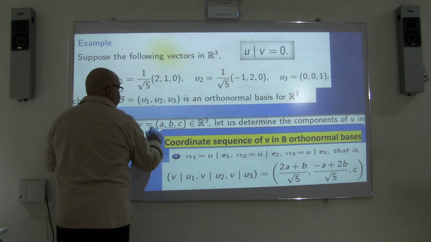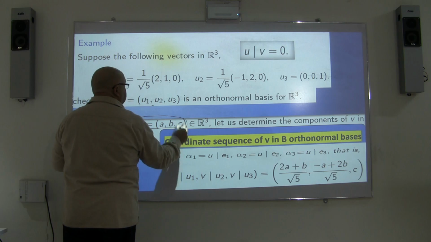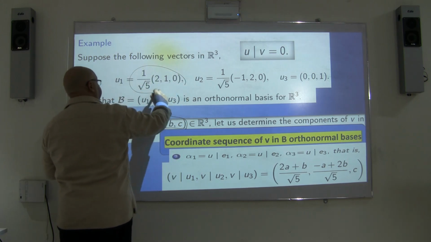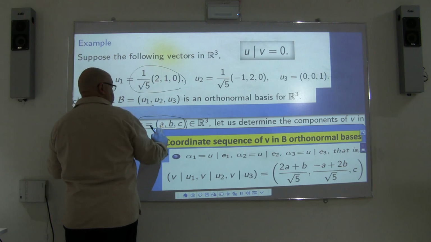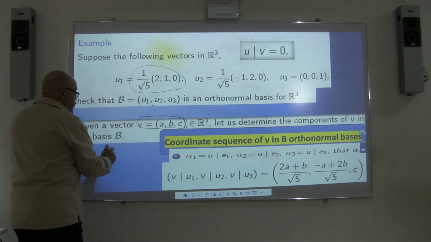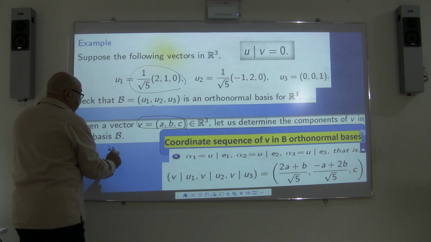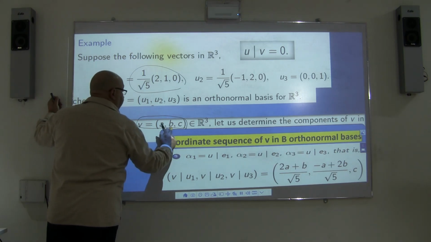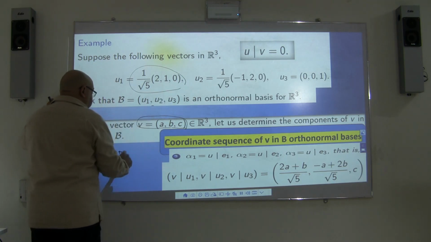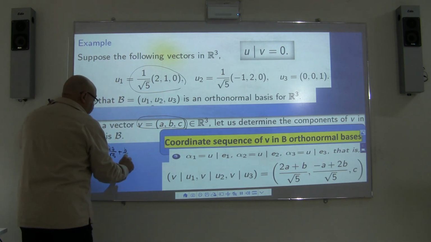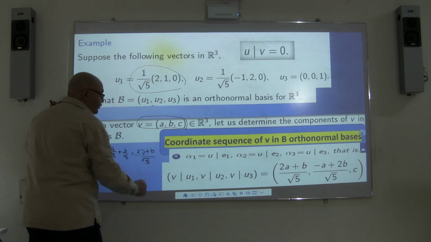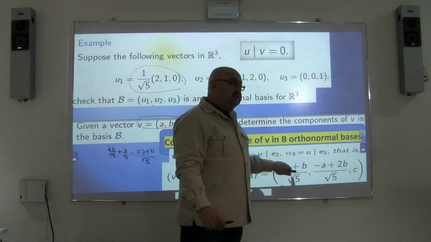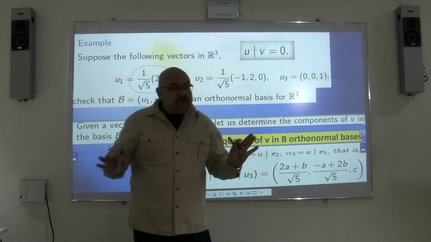Multiply this vector times that vector. So you will multiply the first component by the first component. So it's going to be 2 times A over root 5, then plus, multiply the second, which is B, times 1 over root 5. So it's going to be B over root 5, which is simply 2A plus B over root 5. That's the first component, exactly the second and the third. Any questions?